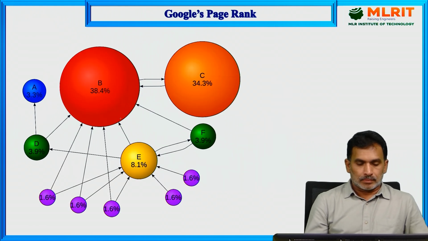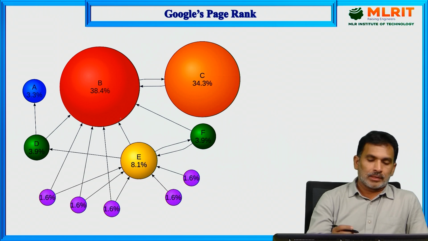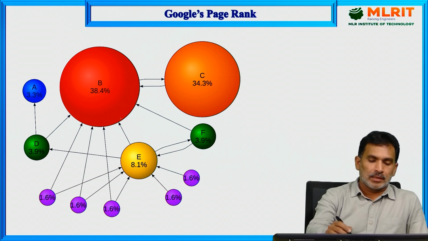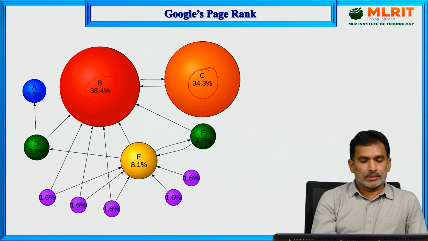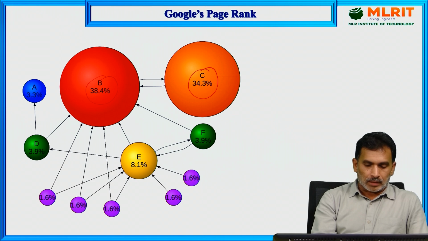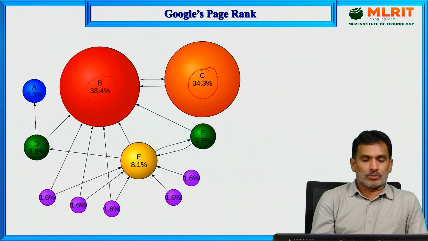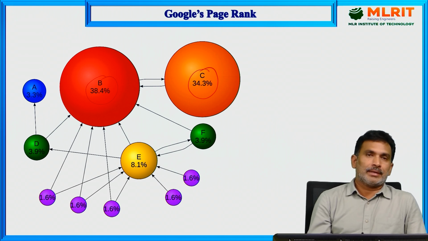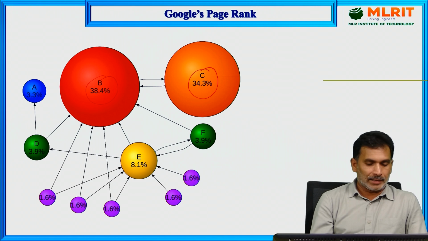Here that is represented in this form. You can see some percentages like 34.3 percent, 38.4 percent, etc. These are the importance perceived, mainly based on the number and the quality of links a particular website has. Based on that, these ratios are calculated.